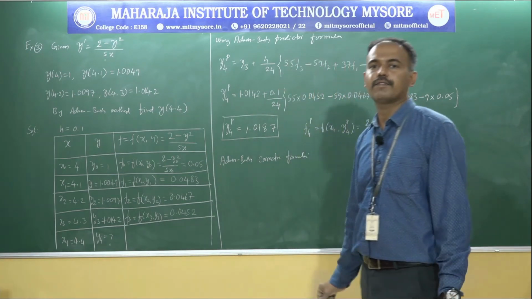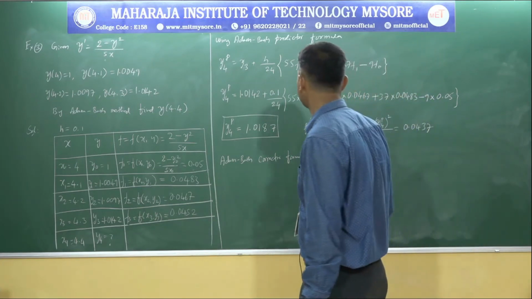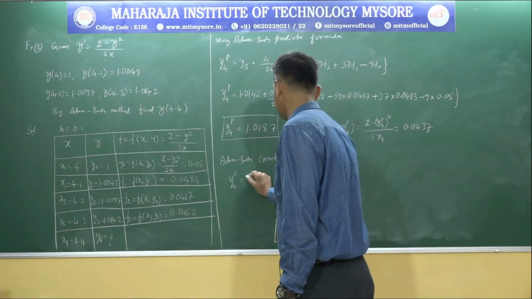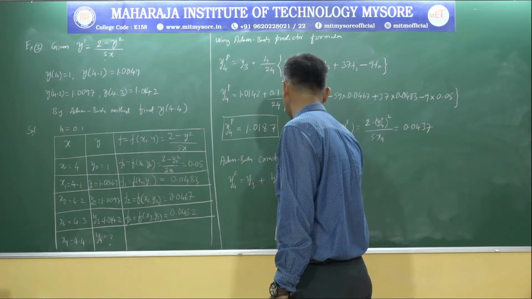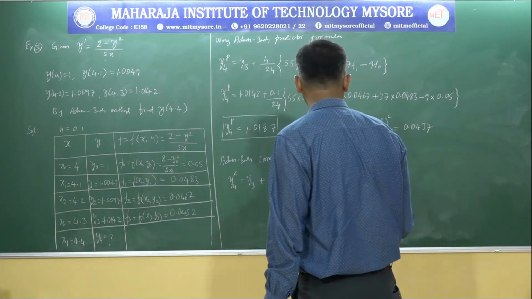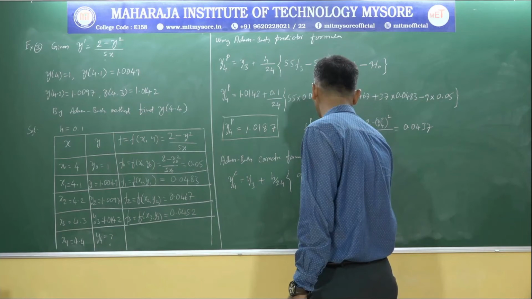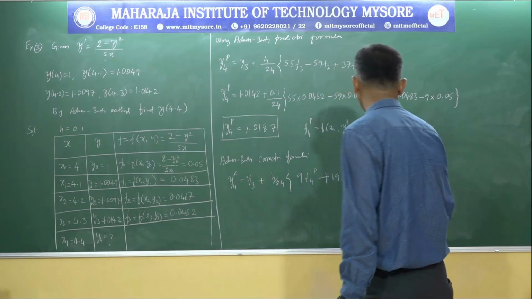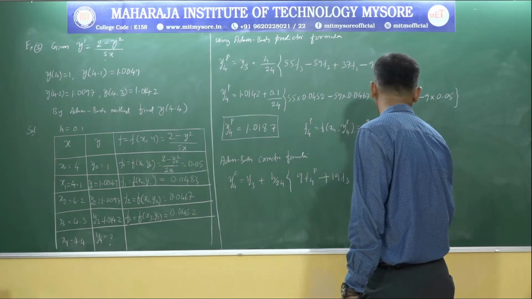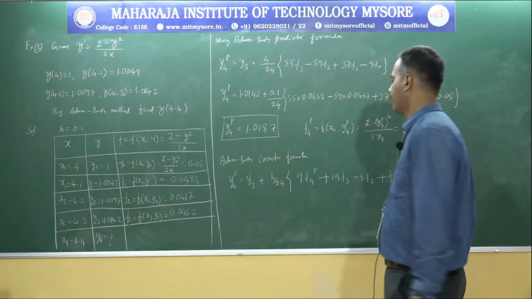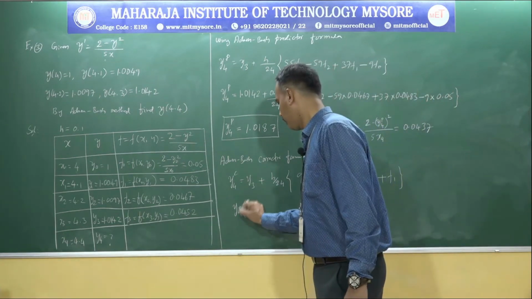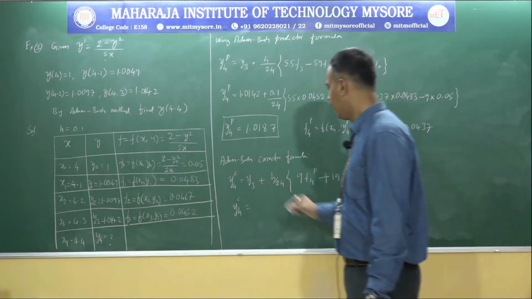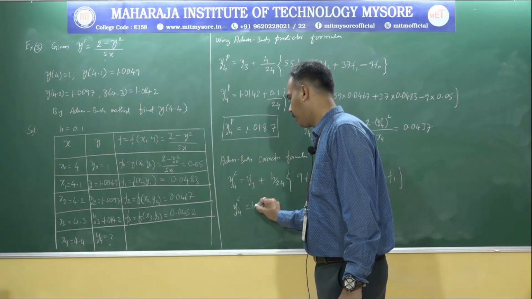Okay, the Adams-Bashforth corrector formula is given by y4c equal to y3 plus h by 24 times (9 f4p plus 19 f3 minus 5 f2 plus f1). Now substitute here, all the data is already available. Substitute y3 here.